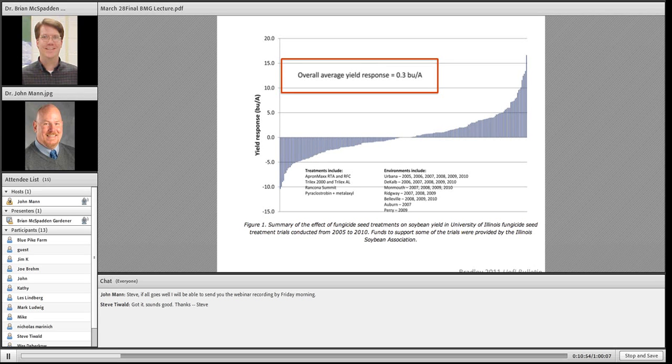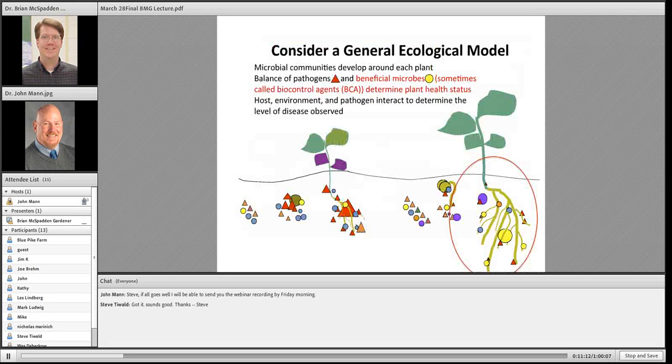So the take-home message here is that whether you're using a chemical or a biological, you can expect a spectrum of responses. But what the farmer wants to see overall is that the net average, particularly on a 3-year rolling basis, is well into the positive range. That's what determines the value proposition.